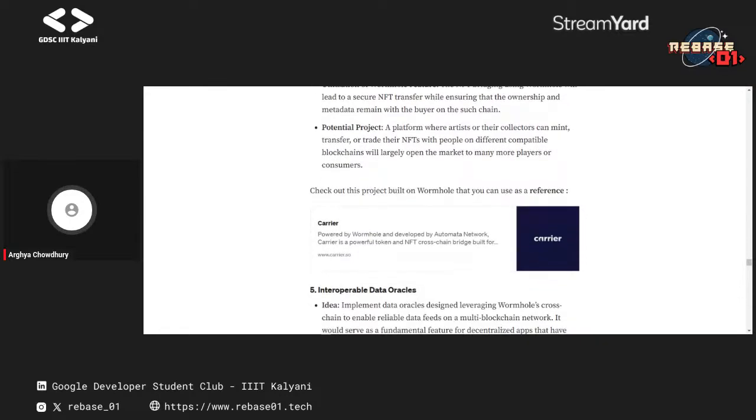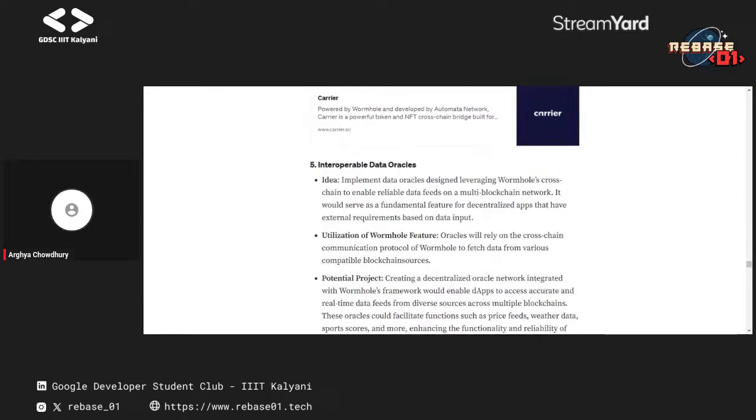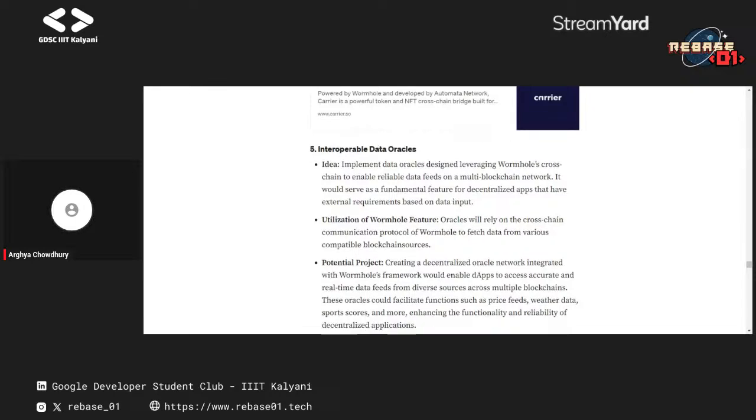And yeah, Carrier is one of the reference. And then there is interoperable data oracles. Now, data oracles mainly, you have probably heard about data oracles from Chainlink, and this mostly works on off-chain stuff. So yeah, you can also work on this.